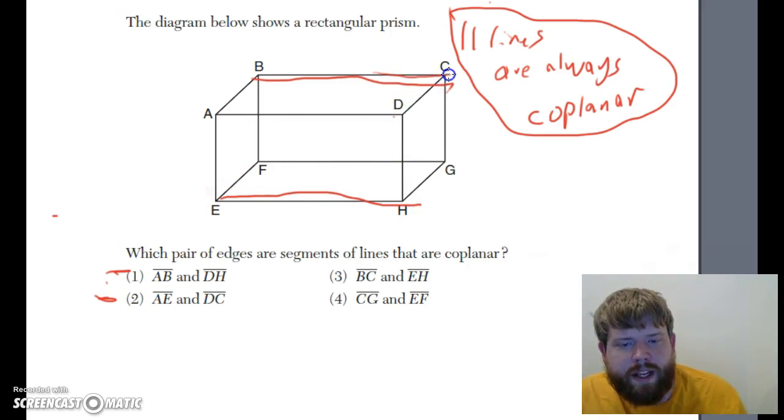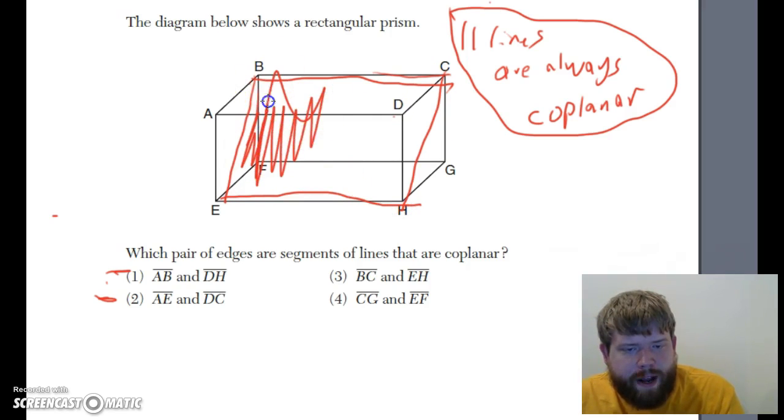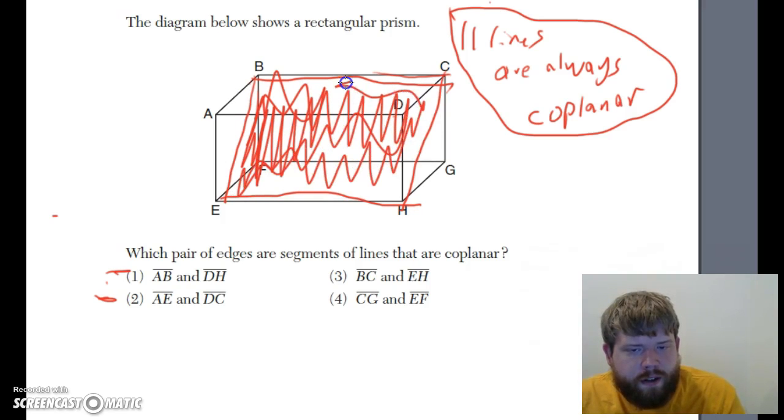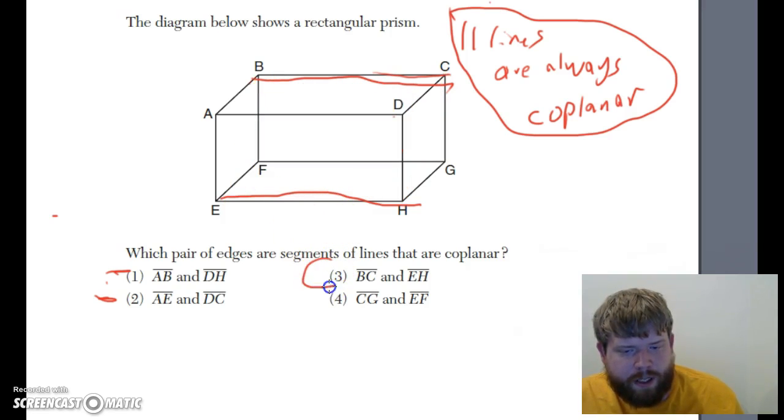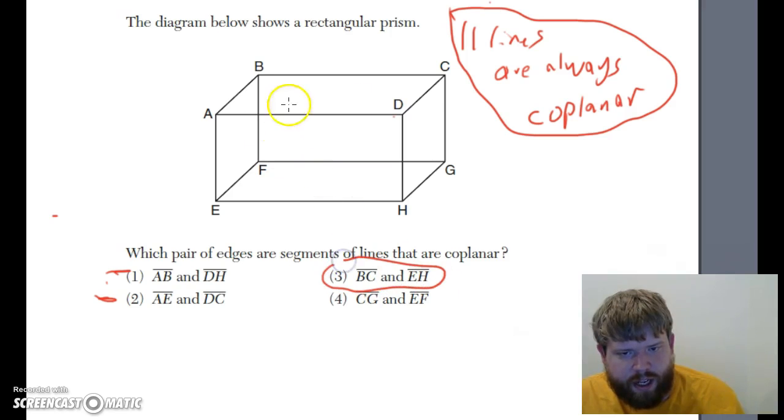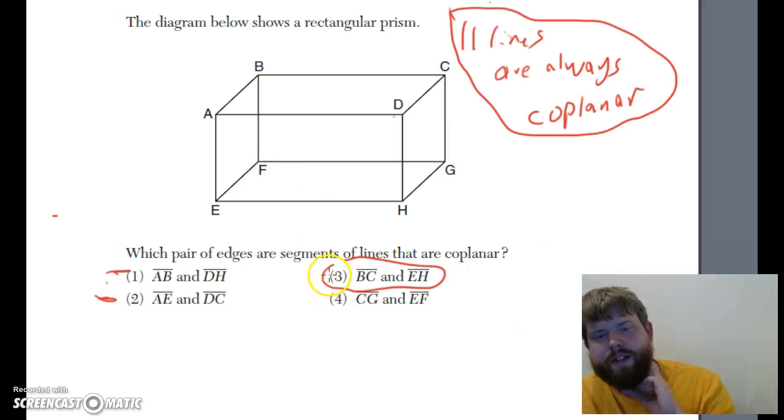BC and EH. Well, yeah, they're parallel lines for one thing, but they also lie together on one of these weird, imaginary diagonal planes that's not really drawn in the box. There it is, the diagonal plane. So that does seem like a plausible answer. Let's just check the last one. CG and EF, not coplanar. So 3 is the correct answer.